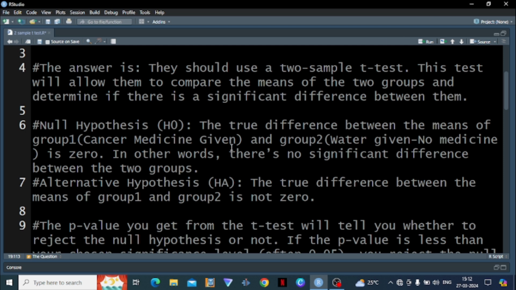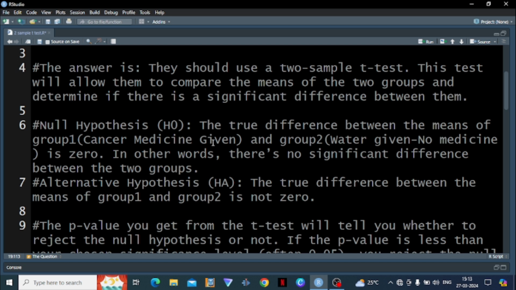What is the alternative hypothesis? The true difference between the means of group 1 and group 2 is not 0. The alternative hypothesis is our claim, what we are trying to prove. The true difference between the means not being 0 means that the medicine is having some value and the medicine is able to cure the patients. That is our claim. That is the alternative hypothesis.